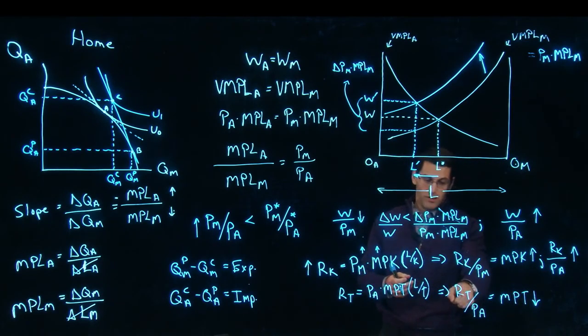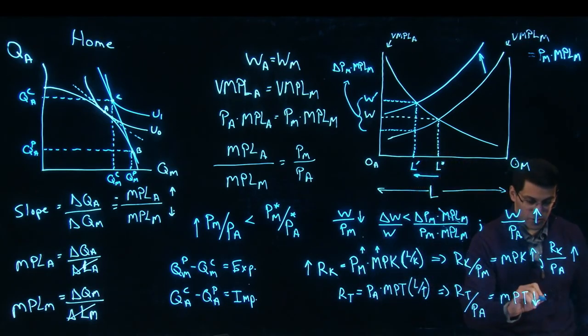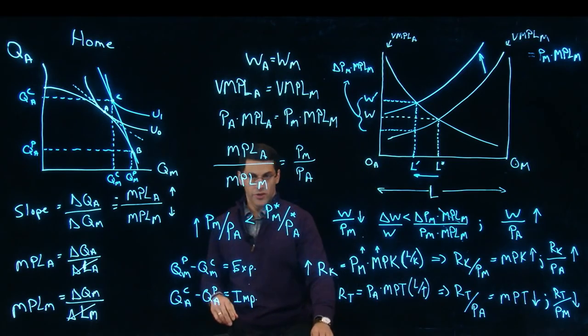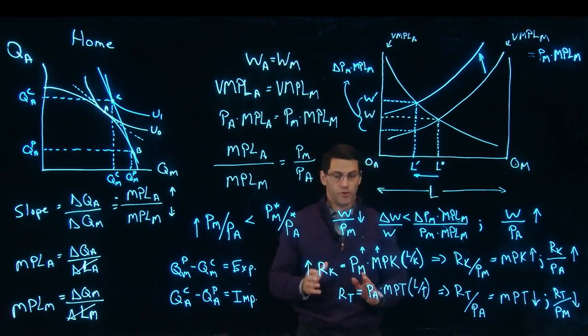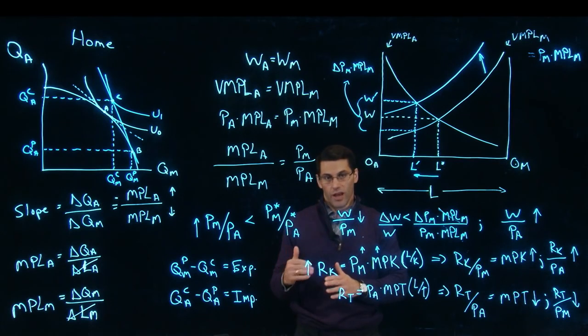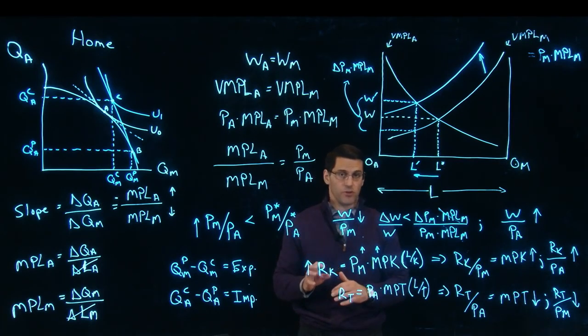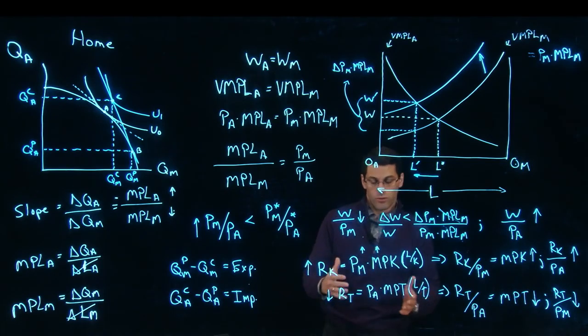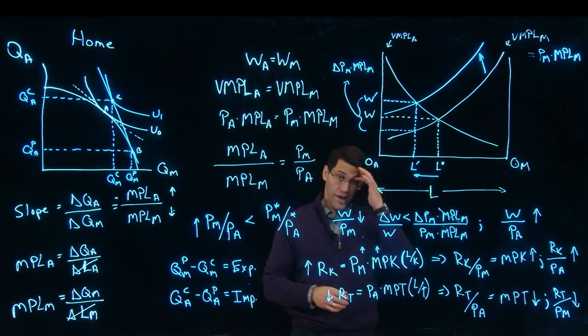If RT over PA is falling, and remember that happens because RT is falling while PA is staying constant, then it's also certainly going to be true that RT over PM is declining. So what do we see here? Well, the returns to the specific factors are definitive. The return to capital has gone up in real terms, not just in nominal terms, while the real return to land, RT, has gone down. Both the real and the nominal move in the same direction for the specific factors.